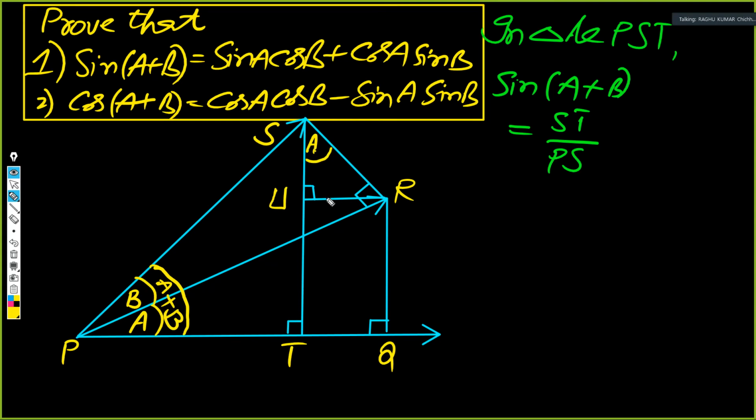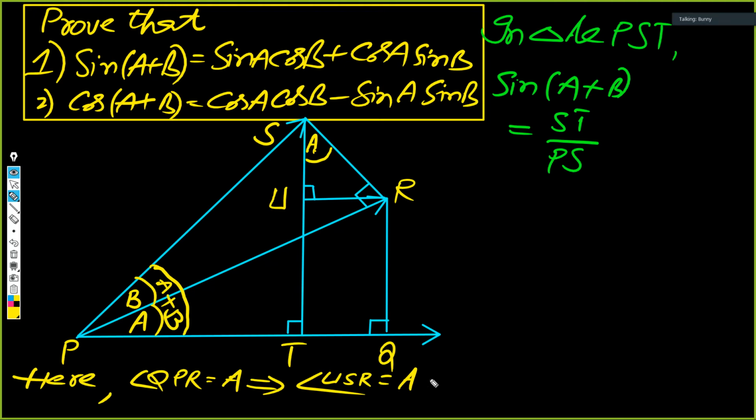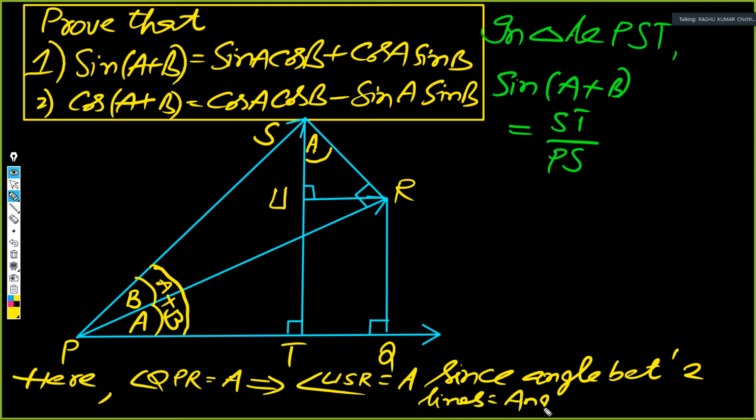The rest you can understand easily. What is it I'm saying? I'm repeating that. Angle QPR is equal to A. This implies angle USR is also equal to A, since the angle between two lines is equal to the angle between their perpendiculars.